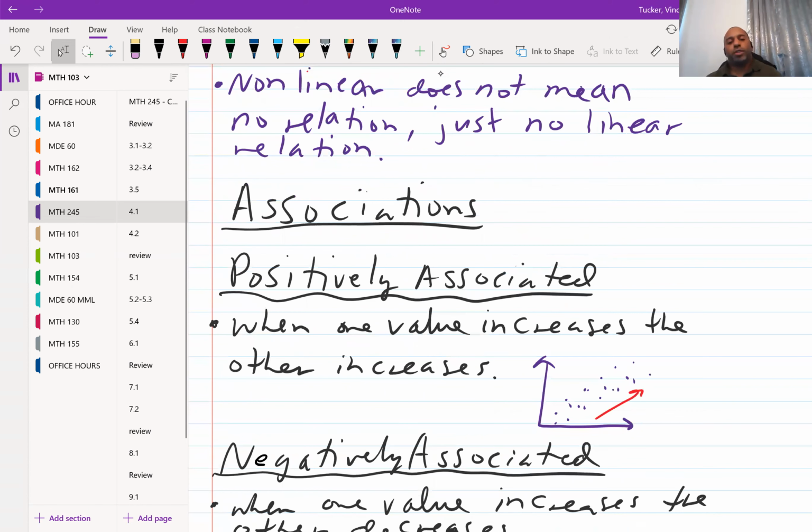All right, next, associations. Positively associated is when one value increases, the other one increases as well. So you're reading your graph from left to right. If it goes up, then that's a positive association.